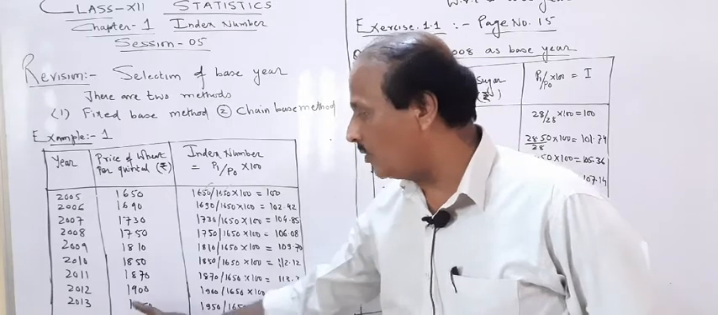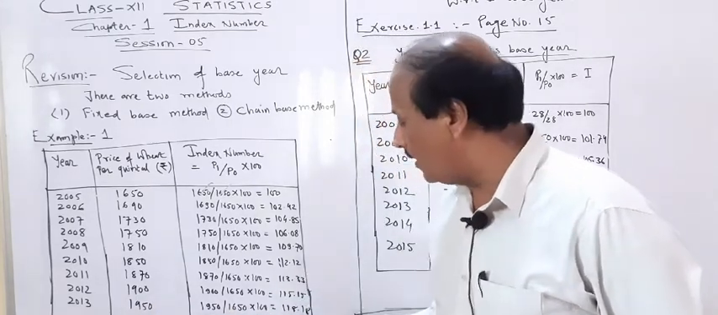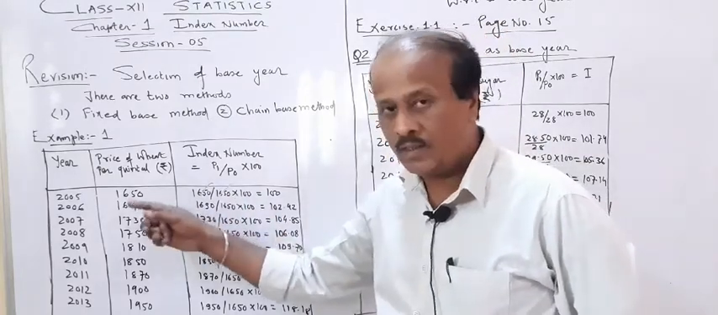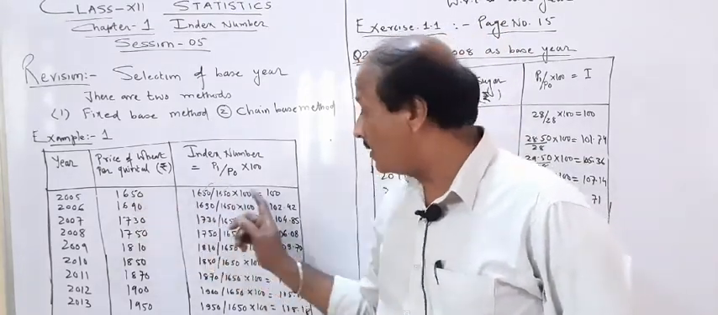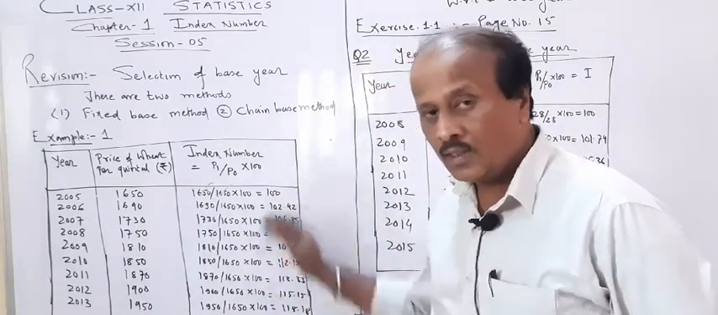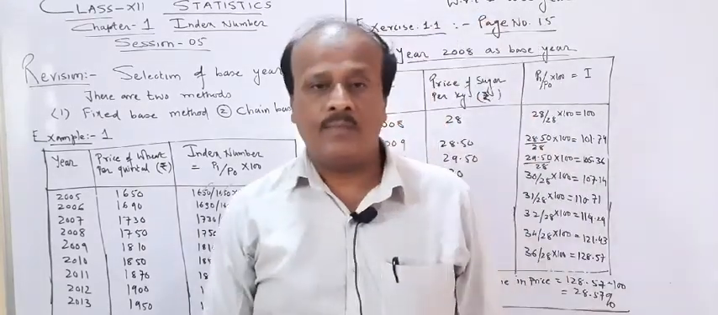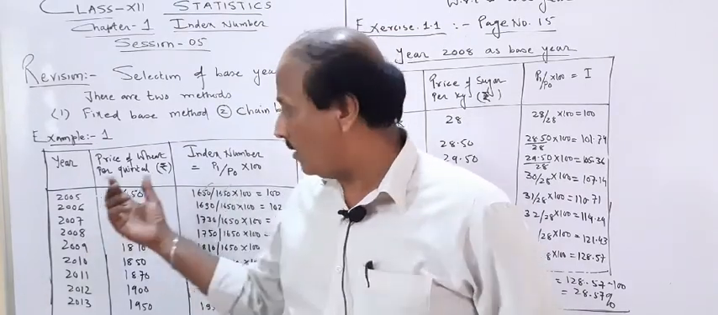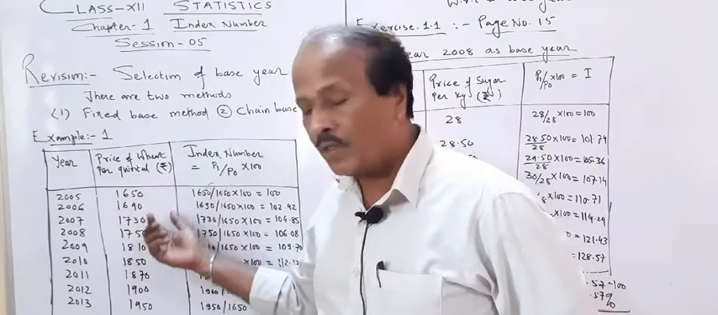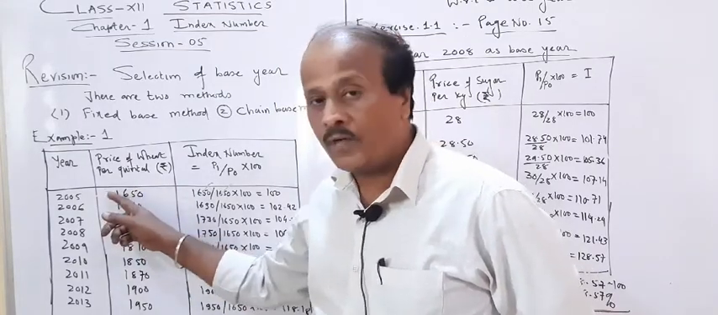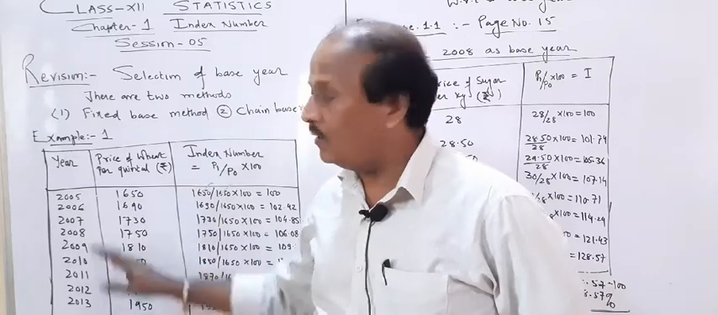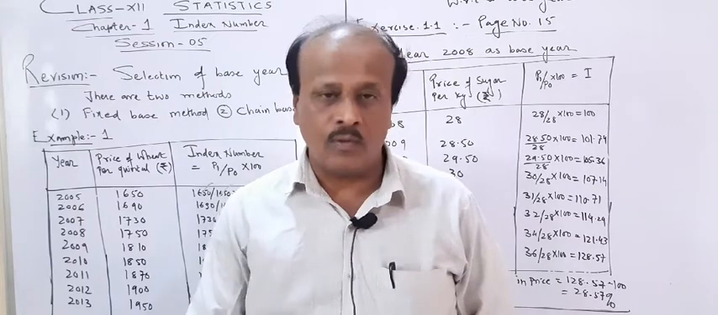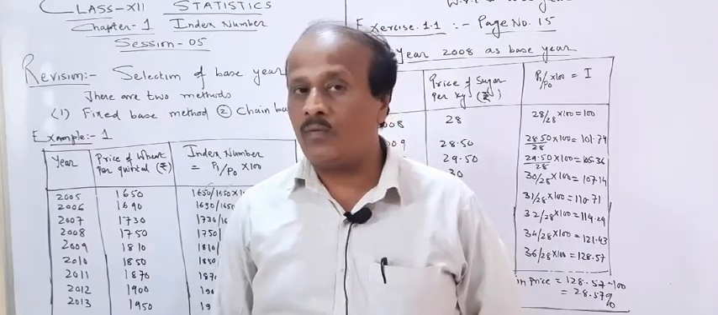So for the final year 2013, the value is 118.18. What is the value in the first year? That is the reference year, that is the base year. It is 100. Subtract this, you are going to get 18.18. That percentage is the increase in the price of wheat per quintal as compared to the base year 2005. This is example number 1. Very nicely it is done in your textbook. Go through it and then apply it in question number 1.